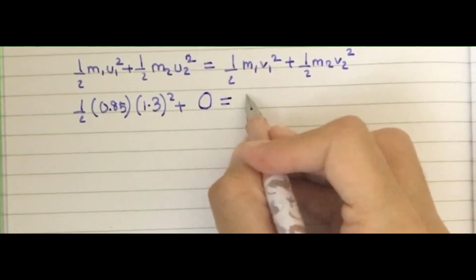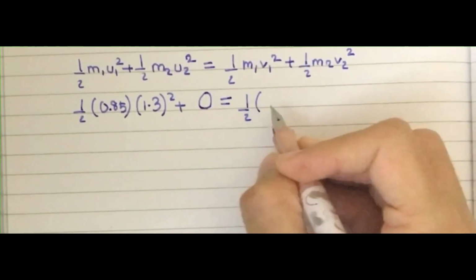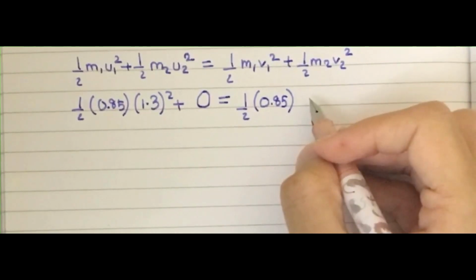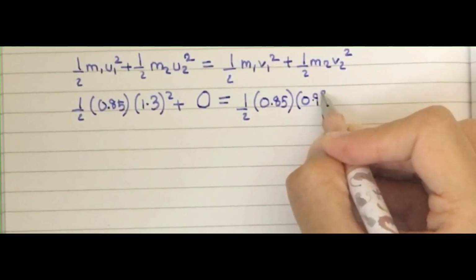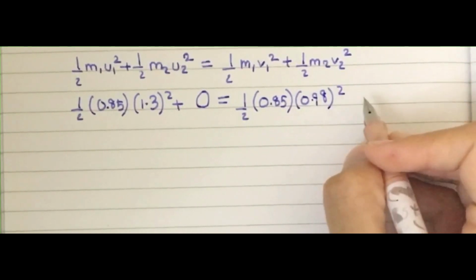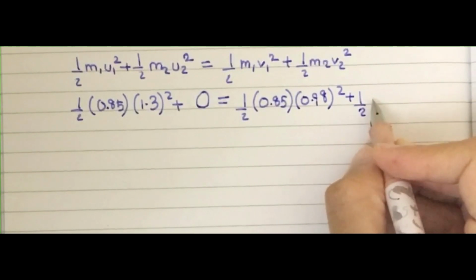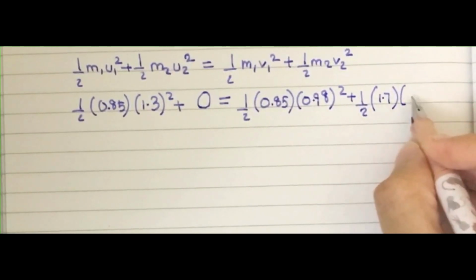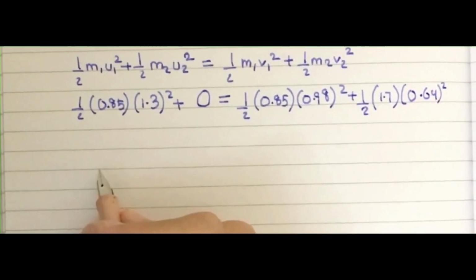Then we make it equal, and you put 1/2, and then the mass of the first ball, which is 0.85. The final velocity is 0.98, as given in the spreadsheet. Then you add 1/2 times the mass of the second ball, 1.7, given in the spreadsheet, and the final speed is also given, which is 0.64 squared.